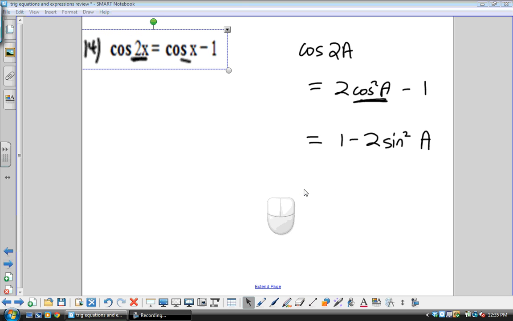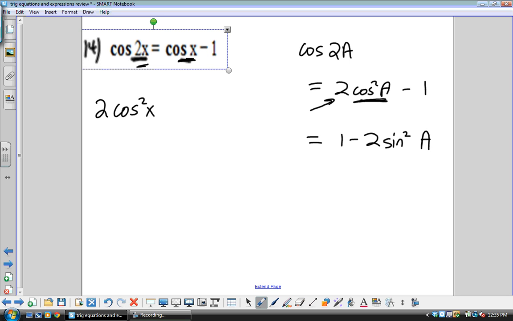Okay, on number 14, another 2x right here. So again, what we're going to use is a double angle. Now, I have to figure out which double angle here to use. So I want something here that's going to go with that cosine x. So I'm going to use this double angle since it has a cosine squared. So for cosine 2x, we'll substitute 2 cosine squared x minus 1.